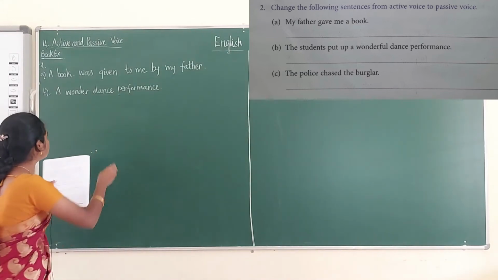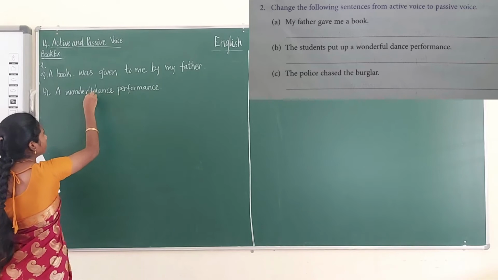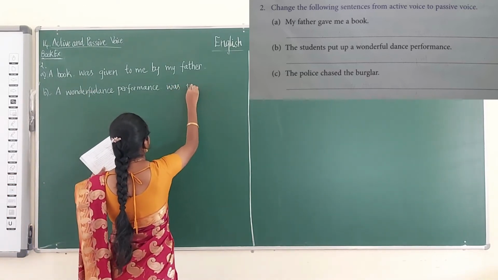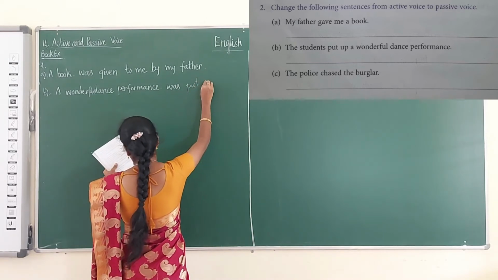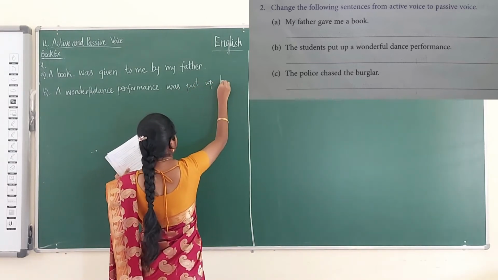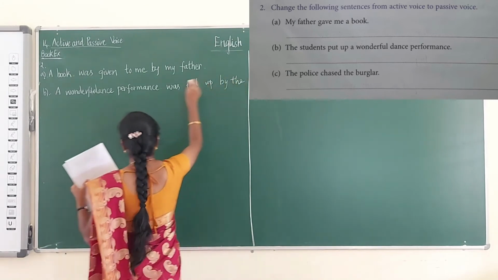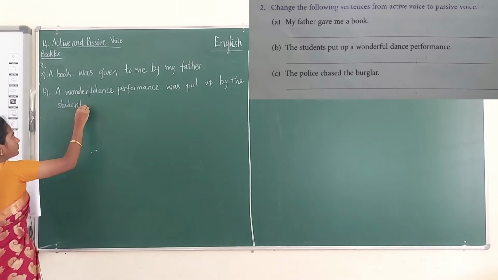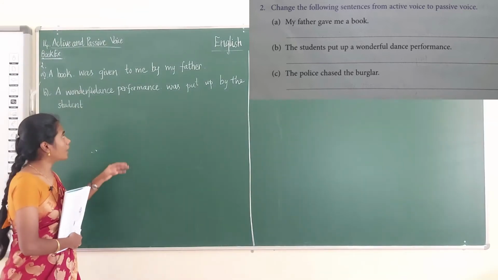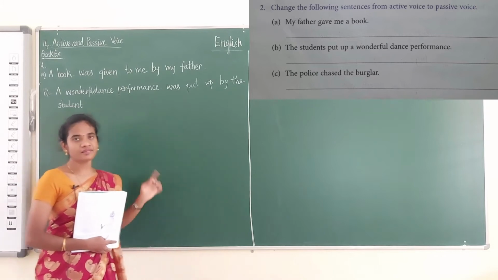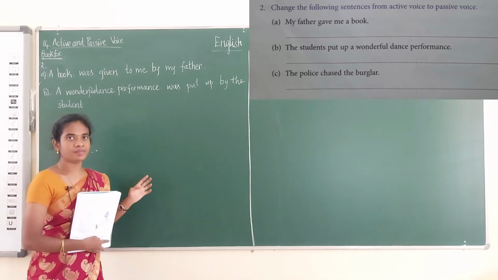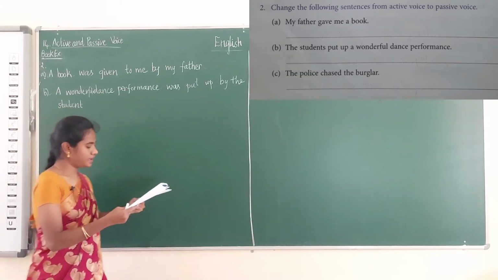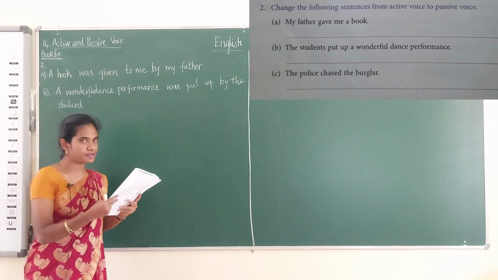The wonderful dance performance was put up by the students. So I am taking put as the past tense. Okay, in the past tense the be verb is was or were. So it is singular, so we are writing was. Okay. See the next one, the police chased the burglar.